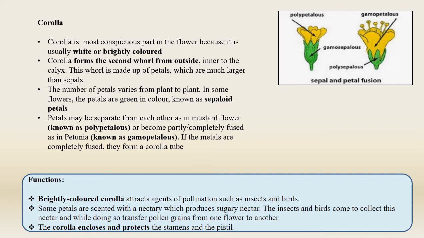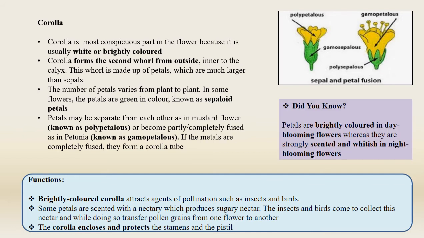Did you know that petals are usually brightly colored and showy leaf-like structures in day-blooming flowers, whereas they are strongly scented and whitish in night-blooming flowers? This helps them attract insects and birds for pollination.